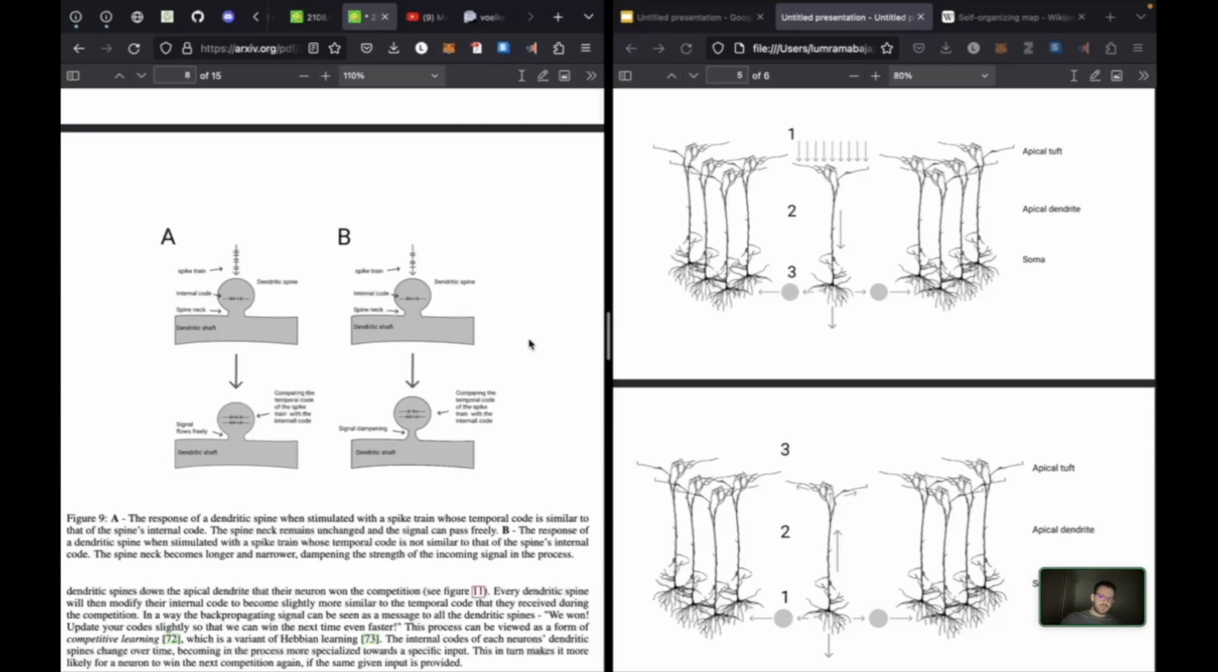I'm not even sure if there is such a thing as intensity of learning in neuroscience. I mean, there might be, but I wouldn't assume that that's the case. Maybe it's like a constant thing. Who knows? Like, okay, you won the competition, update your dendritic spines by this rate.